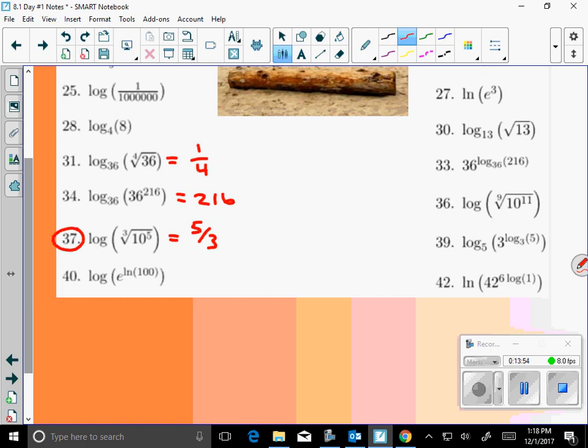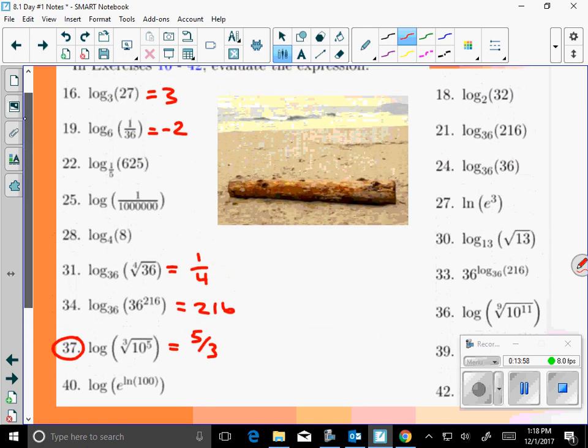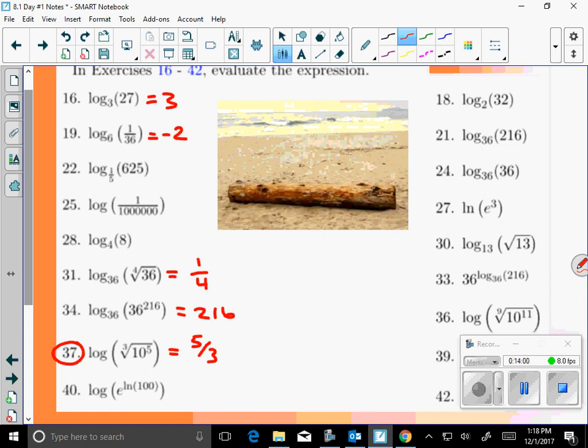Good. Okay, let's move over to the eastern side of the board. Actually, this is northern. That's north. East is behind you. 30 what?